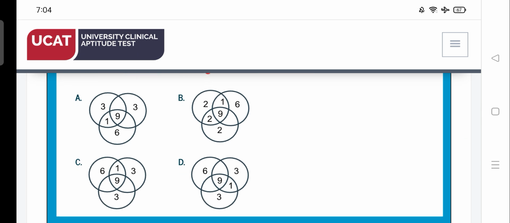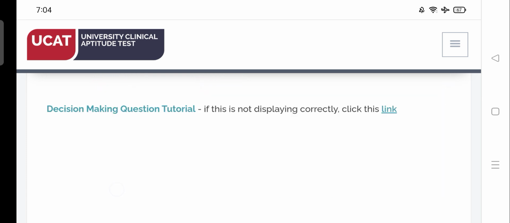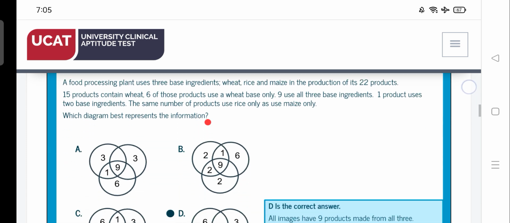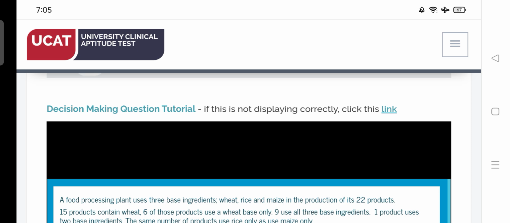Here we have 4 options in the form of Venn diagrams, and you have to select the right one from the information presented to us. D is the correct answer. All images have 9 products made from all 3. All images show 6 products with 1 base product, which must be wheat. We are told 15 products contain wheat. Only D shows a base ingredient with 15 products. That's why D is the correct answer.